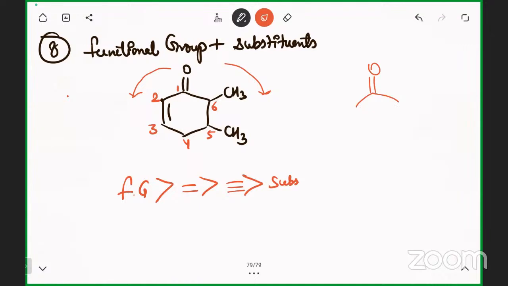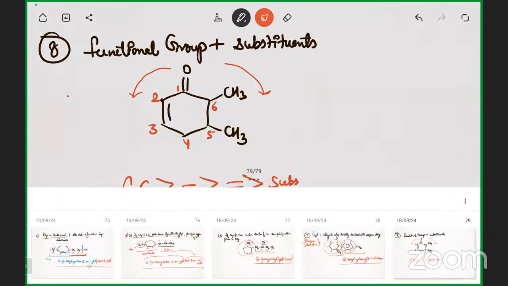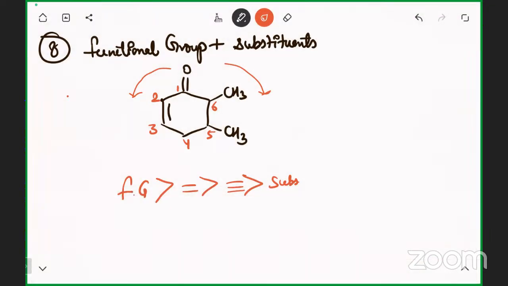See, this is ketone, C double bond O. So ketone is the functional group, and I'm doing the numbering from the ketone. The functional group got the first priority. Then instead of going right side, why did I go to left side? Just because the double bond is there, so double bond gets the second priority.